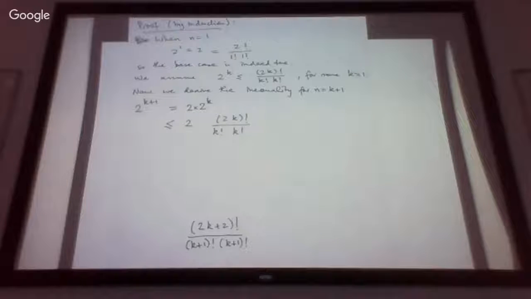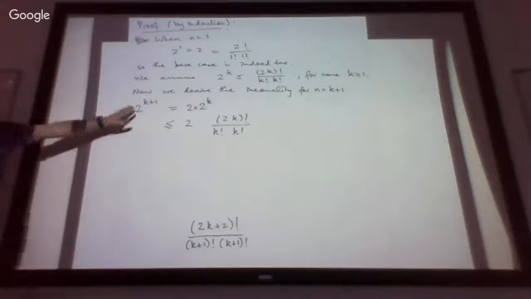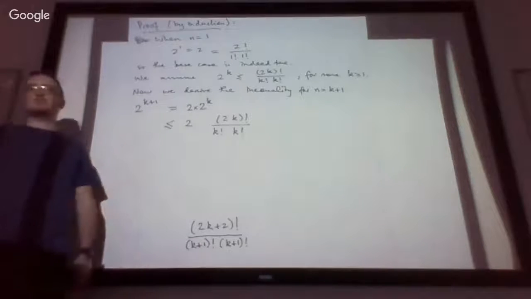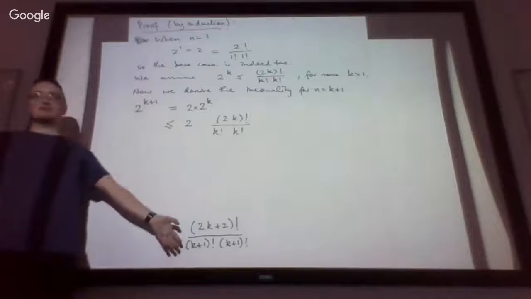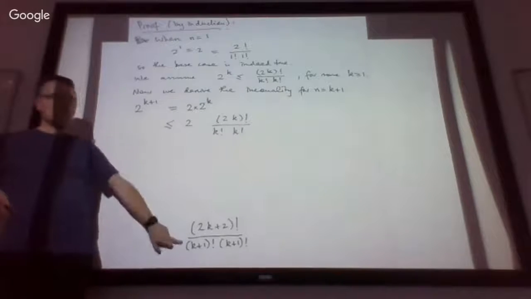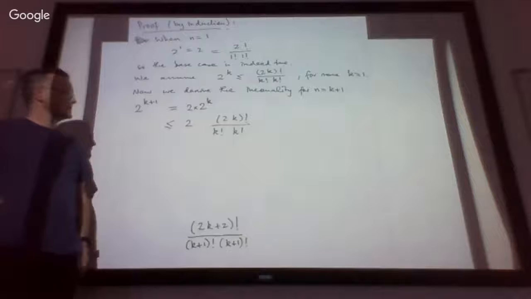Okay, this certainly looks good. I'm trying to say that this is no bigger than that arrangement of factorials. I'm now looking at an arrangement of factorials, so I've made some progress. It's not exactly the same as this, certainly.